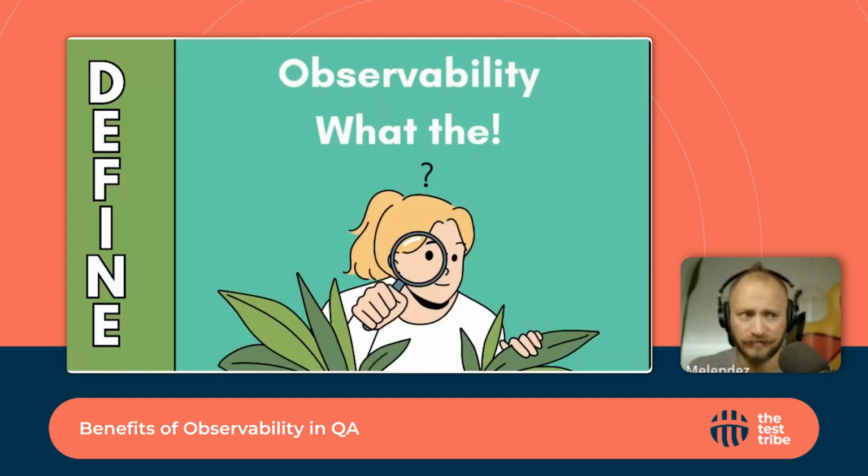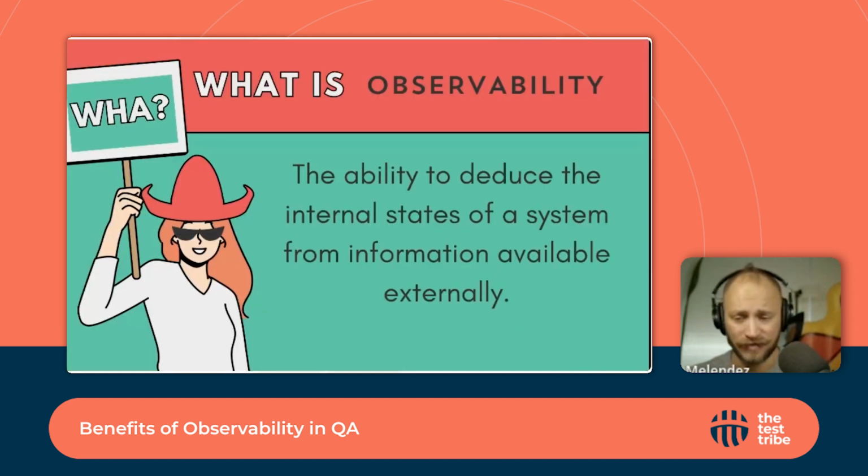But first, what is observability? How do I eat it? Does it taste good? What do I do with it? So let's give a definition first of what is observability. Let's go with a somewhat dictionary definition. Observability is the ability to deduce the internal states of a system from information that is available externally, outside of the system. This sounds a bit confusing, if you ask me.